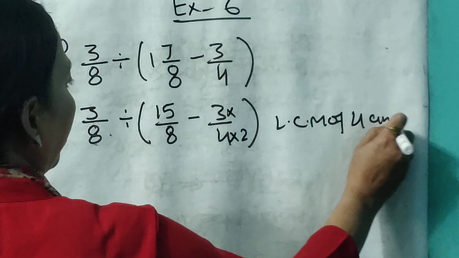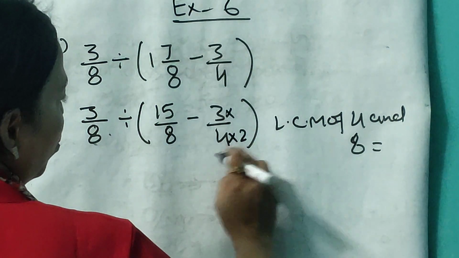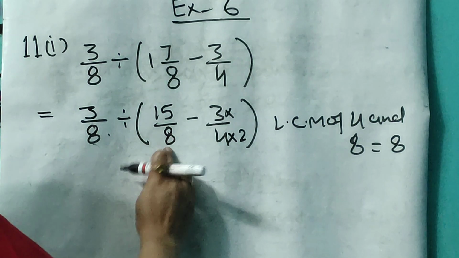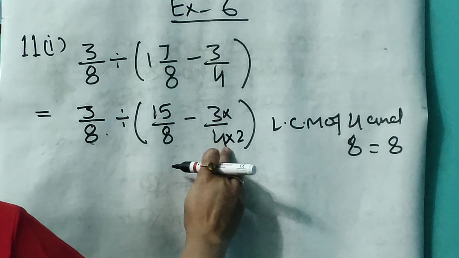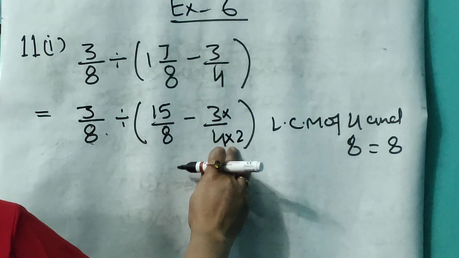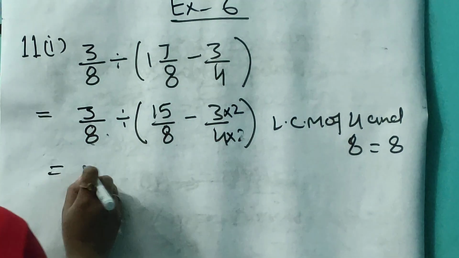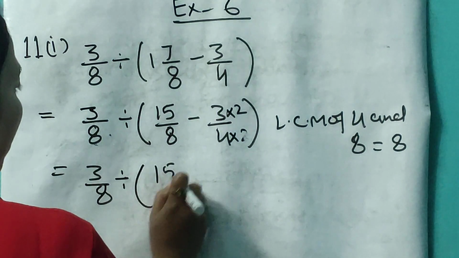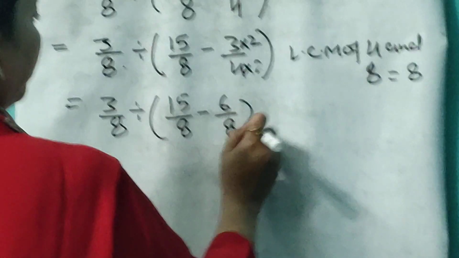We have learned how to find out the LCM also. So the LCM of 4 and 8 will be 8. Now to make the denominator the same, 8 is already there, so you will change only this 4 into 8. So you will multiply 4 with 2 and the numerator also with 2. So 3 by 8 divided by 15 by 8 minus 6 by 8.